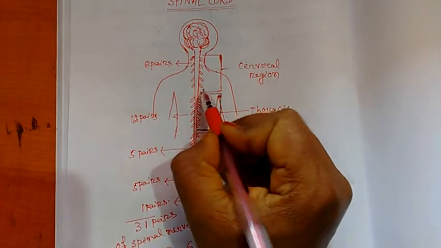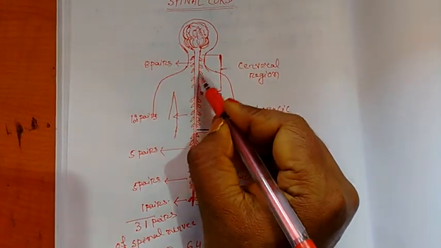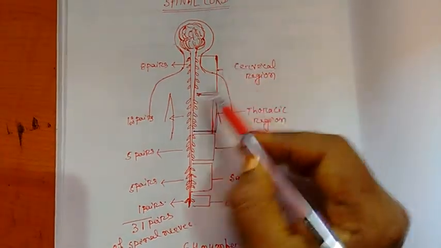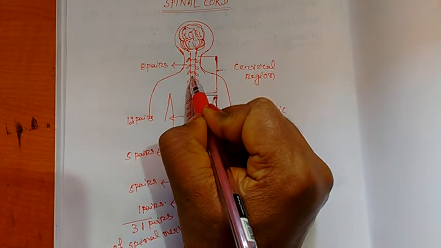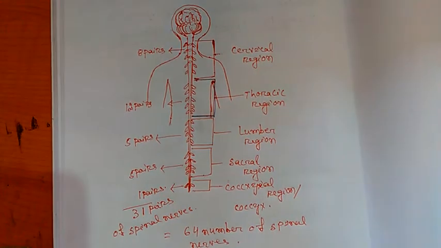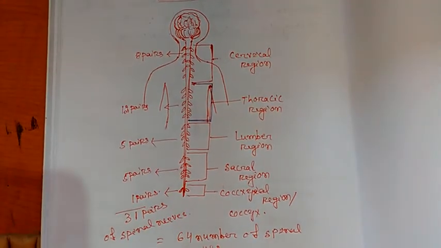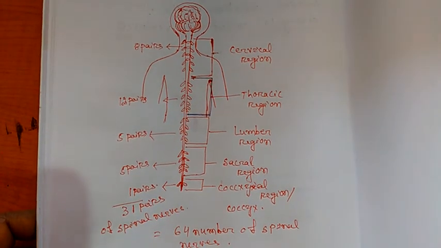Now we can take the cross sections of the spinal cord. Now I am going to show the cross sections of the spinal nerve.